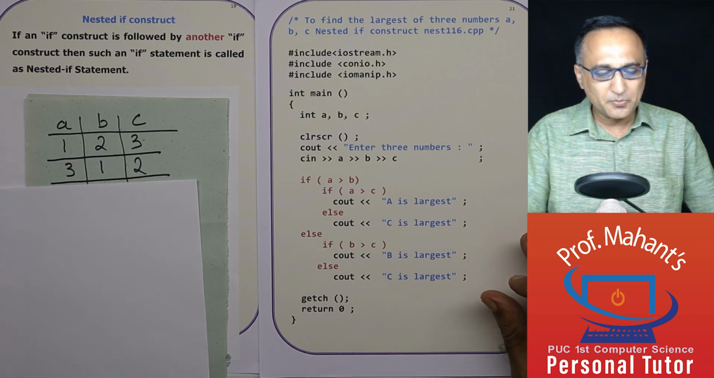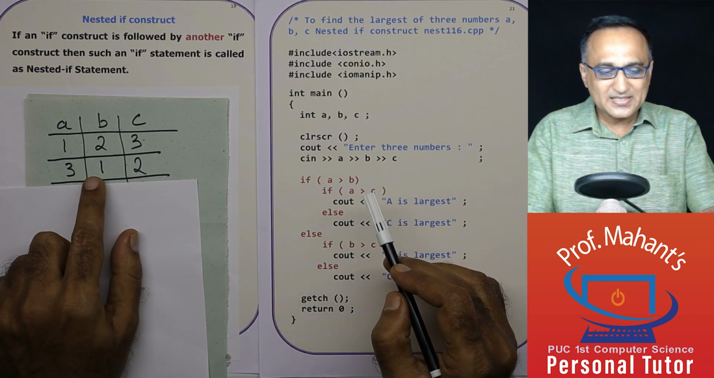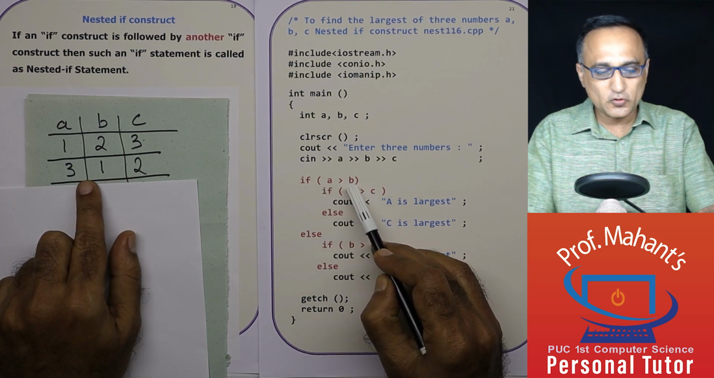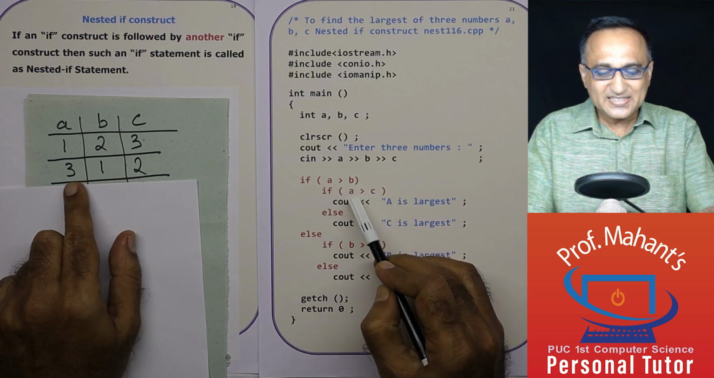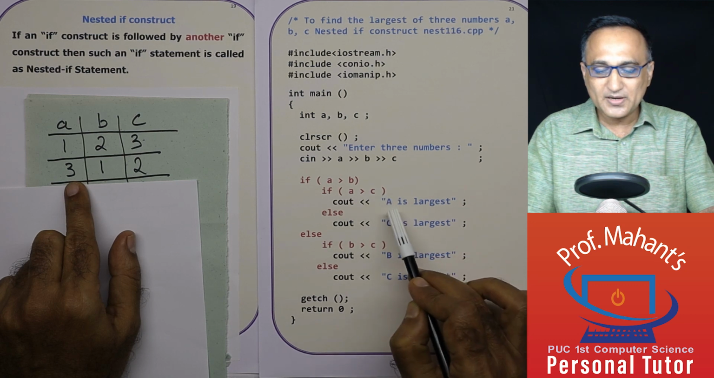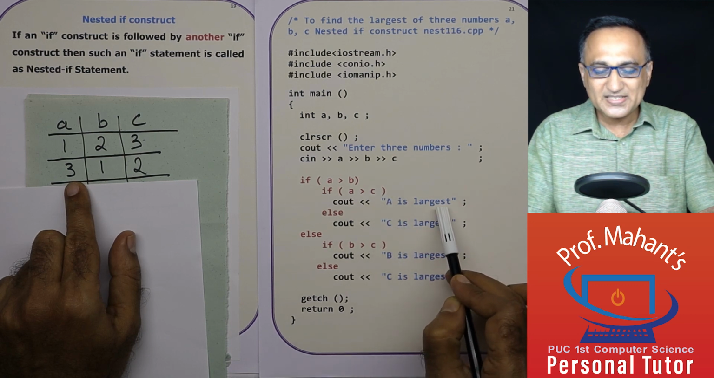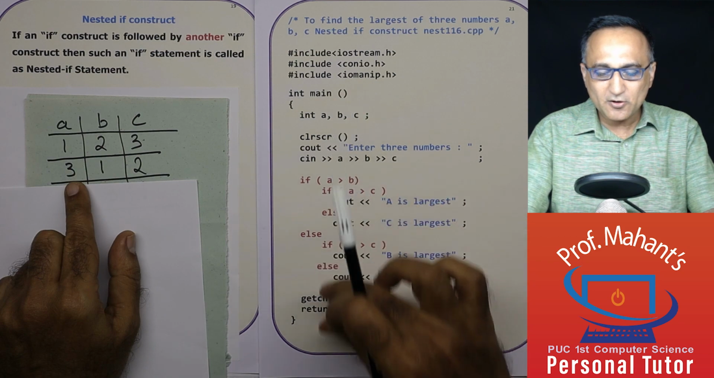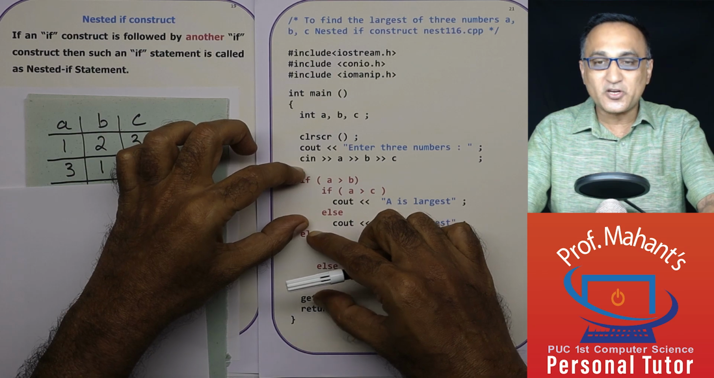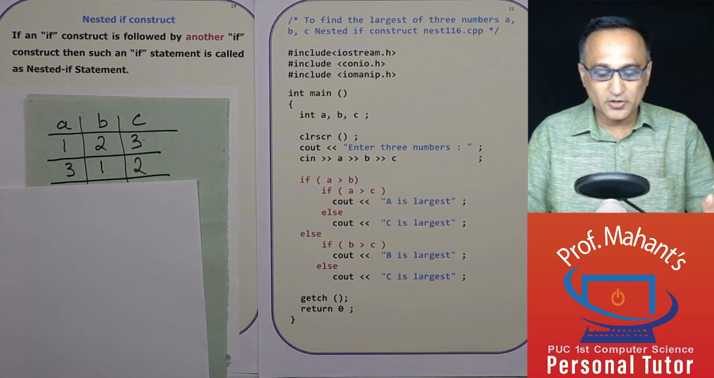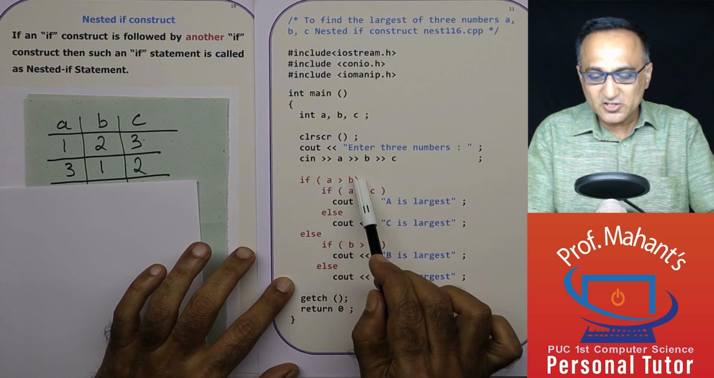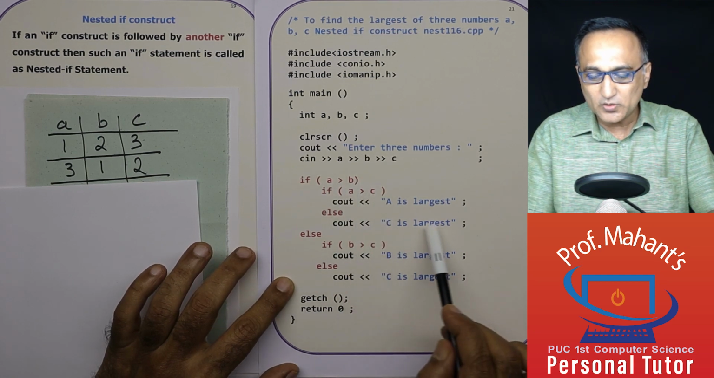Let's take a different input now. A is 3, b is 1, c is 2. 3 is greater than 1, it is true. Only if this is true, I am doing this. Is 3 greater than c? True. A is the largest. Once it does this, it will not execute any of this. Either this group is executed or this group is executed. Both of them are never executed. If this is true, then it will check for this. If this is true and if this is false, it will execute the else part.